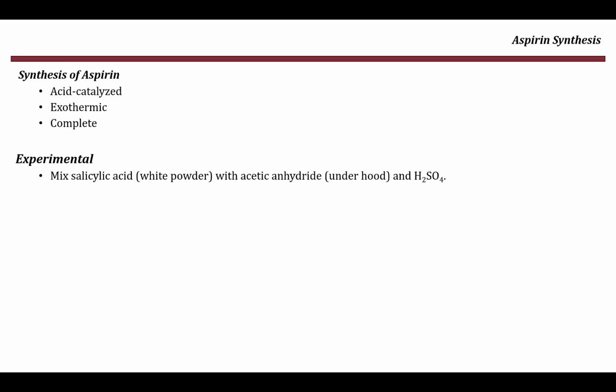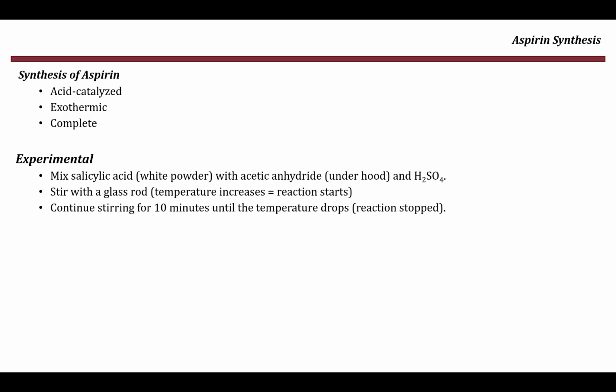Experimentally, we are going to mix salicylic acid, which is a white powder, with acetic anhydride under the hood, because it has toxic fumes, and then we will add a few drops of H2SO4. We are going to stir the reaction mixture with a glass rod. The temperature will start to increase, so you can feel the flask getting hotter, and this indicates that the reaction starts. And then we will continue stirring for about 10 minutes until the temperature starts to drop, and this indicates that the reaction is complete.